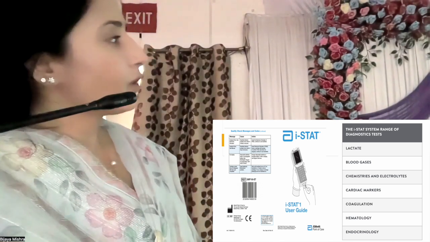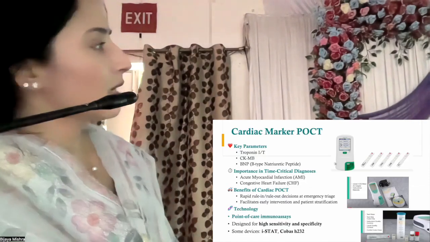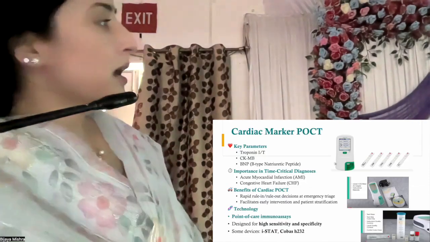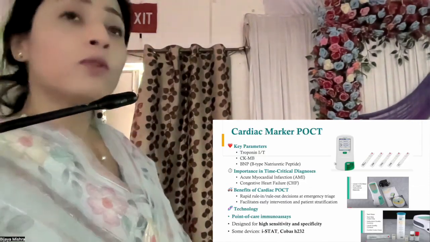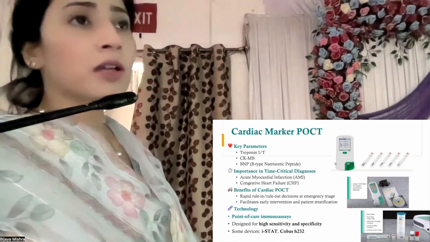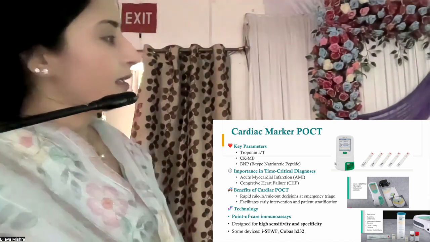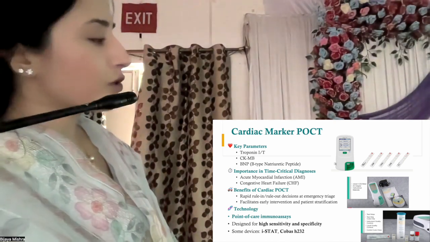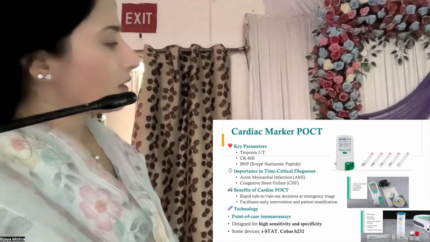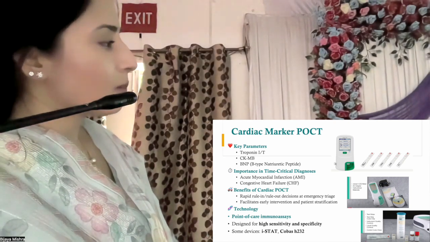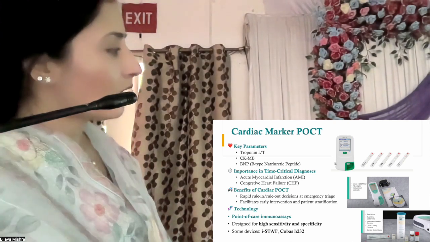So this is again for cardiac marker testing. It tests for cardiac troponin, CKMB, and proBNP, which is useful for MI detection and heart failure patients. And it allows a rapid rule-in and rule-out decision at emergency triage, and it facilitates early intervention and patient stratification.